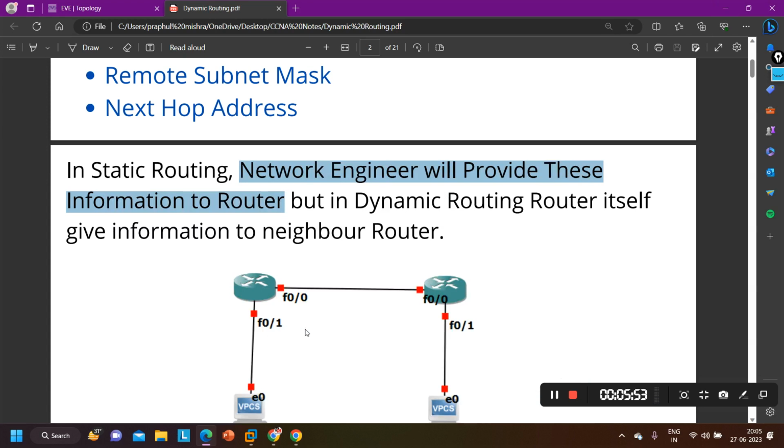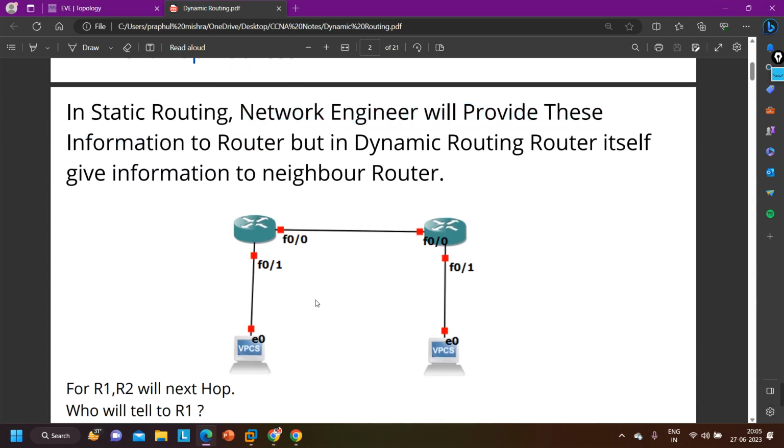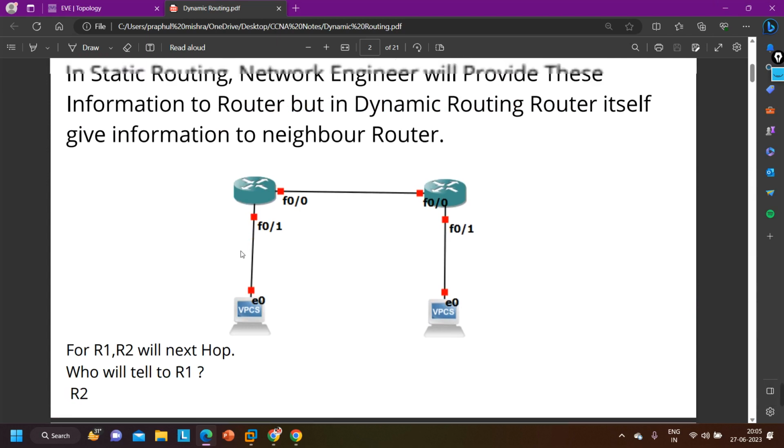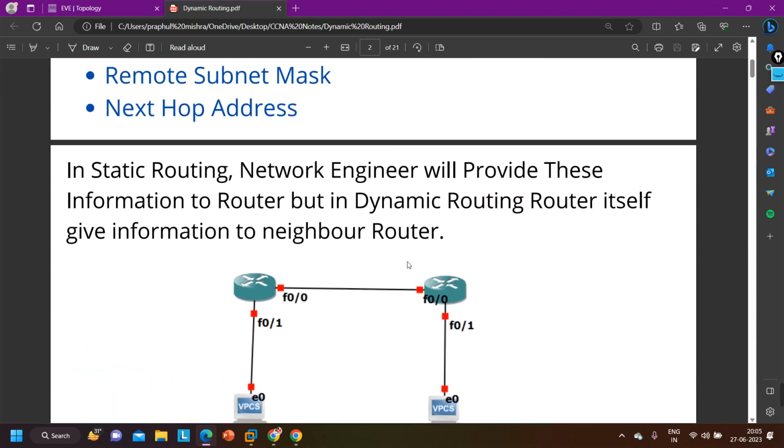Getting my point, guys? Yes or no? Same thing will happen. Okay, let's say when router 2 receives the X network information, how will router 2 come to know about the next hop IP address?